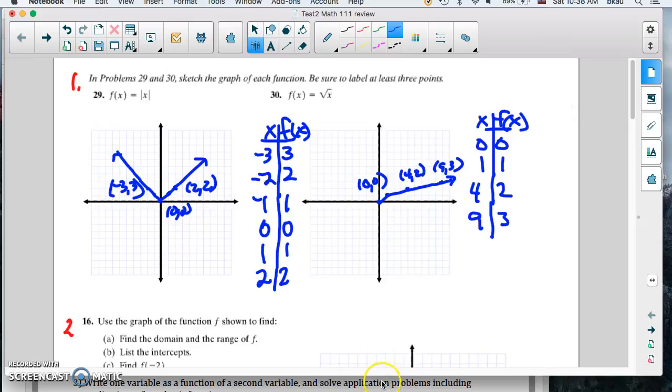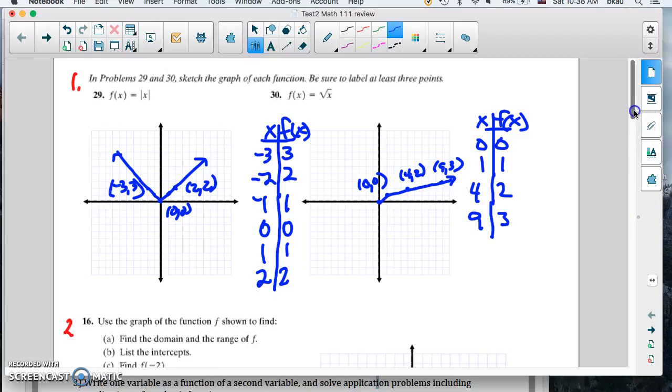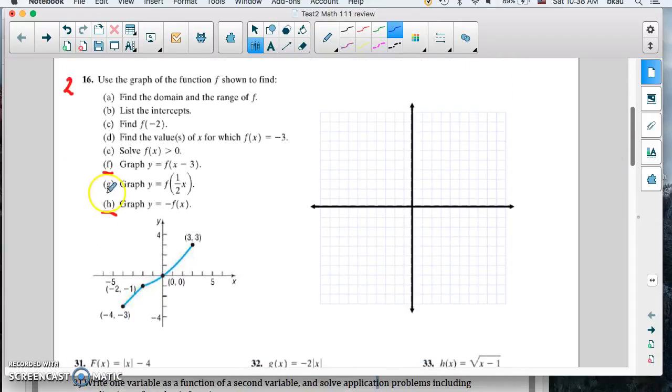Alright, now the next problem set asks you to do transformations without a calculator. That means we're going to shift or compress or translate. The two things I asked you to do on this one are to graph this function here, but this is a shift. So this shift right here is a right 3 shift, and this shift is a reflection on the x-axis.